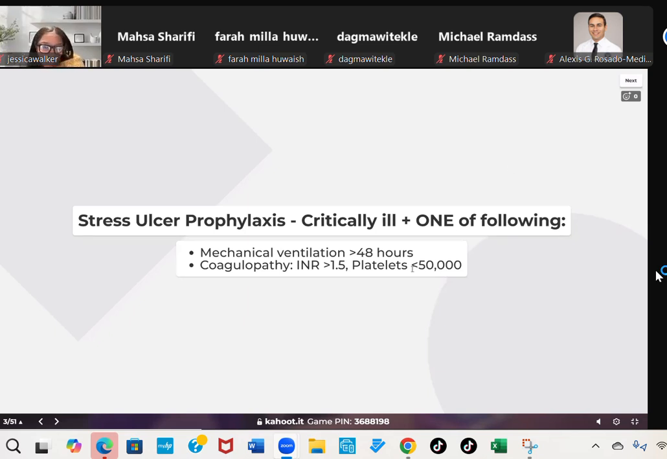So this is just reiterating what we just talked about. They have to be critically ill and one of the following. What questions do you have on stress ulcer? Who needs stress ulcer prophylaxis? When the patient comes out of the ICU, we can stop that stress ulcer prophylaxis if they don't have another indication for a PPI or H2 receptor antagonist. Again, PPIs are one of the biggest interventions you can have as pharmacists.